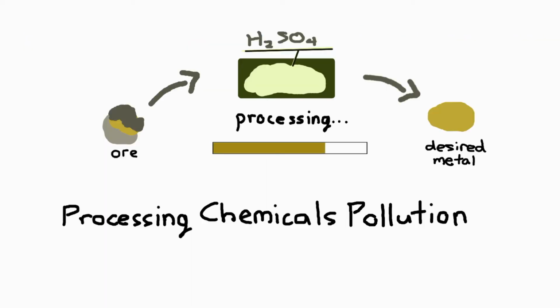Mining companies will sometimes use chemicals such as cyanide or sulfuric acid to try to separate a mineral from its ore. Sometimes these chemicals spill and leak out into the environment and are toxic to wildlife and other people. This is known as processing chemicals pollution.